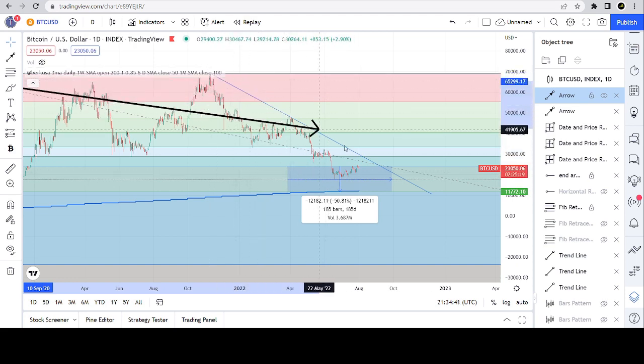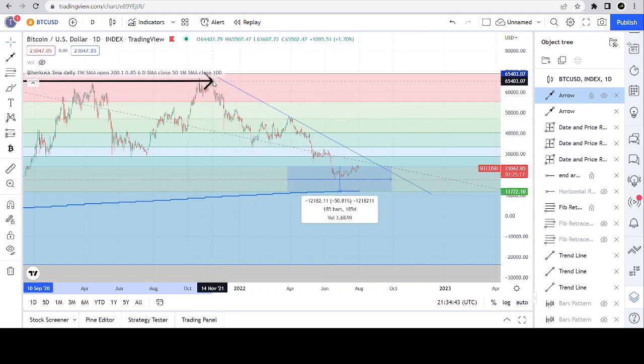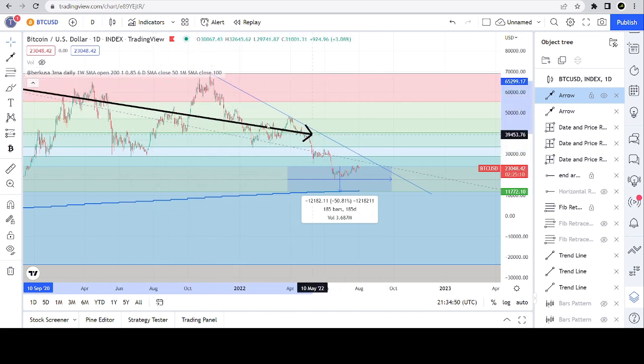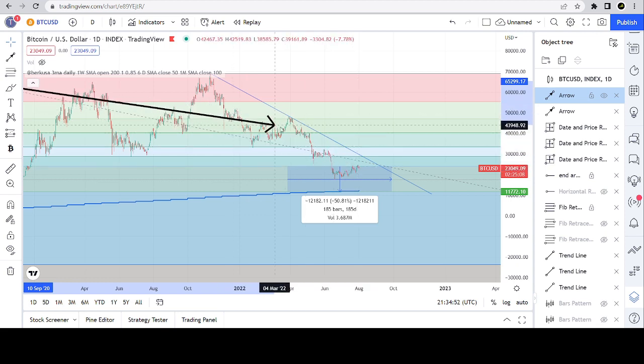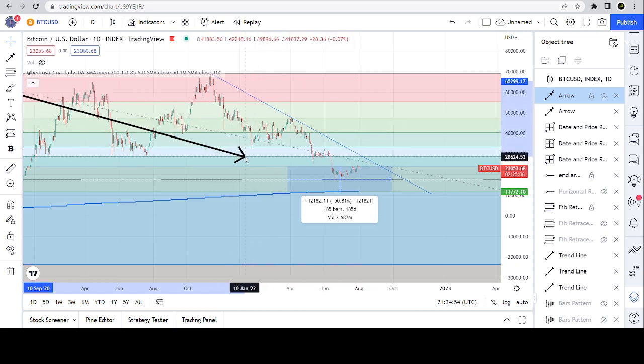So historically speaking, they've always touched this trend line, and I've always started at the same place, at the retracement from this peak. So this trend line is historically accurate to all the other ones.